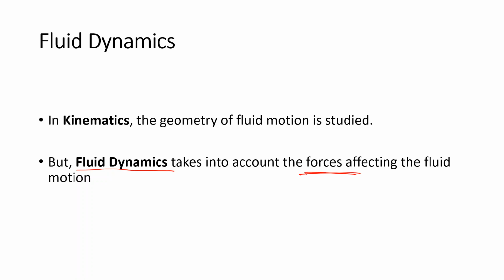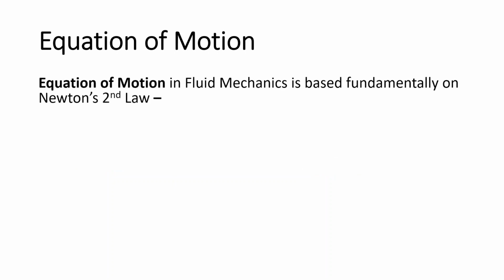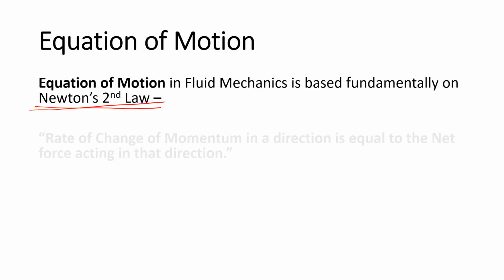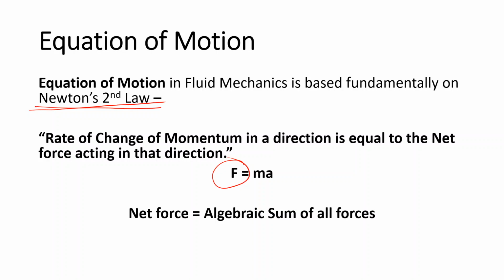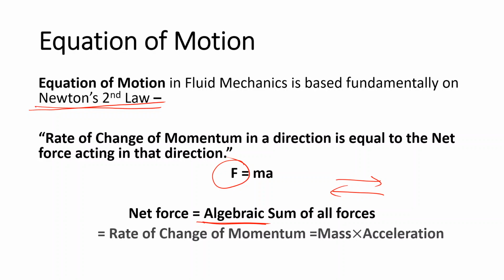So it can be expressed using an equation of motion, which is based on Newton's second law, that is, the rate of change of momentum in a given direction is equal to the net forces acting in that direction, which is also written in this form, F equals ma. Here F, the net force, is the summation of all the forces, which will be the algebraic sum, because we have to give either a positive or negative sign based on the direction of the force. So we can write it as net force equals the rate of change of momentum, which can also be written as mass multiplied by acceleration.